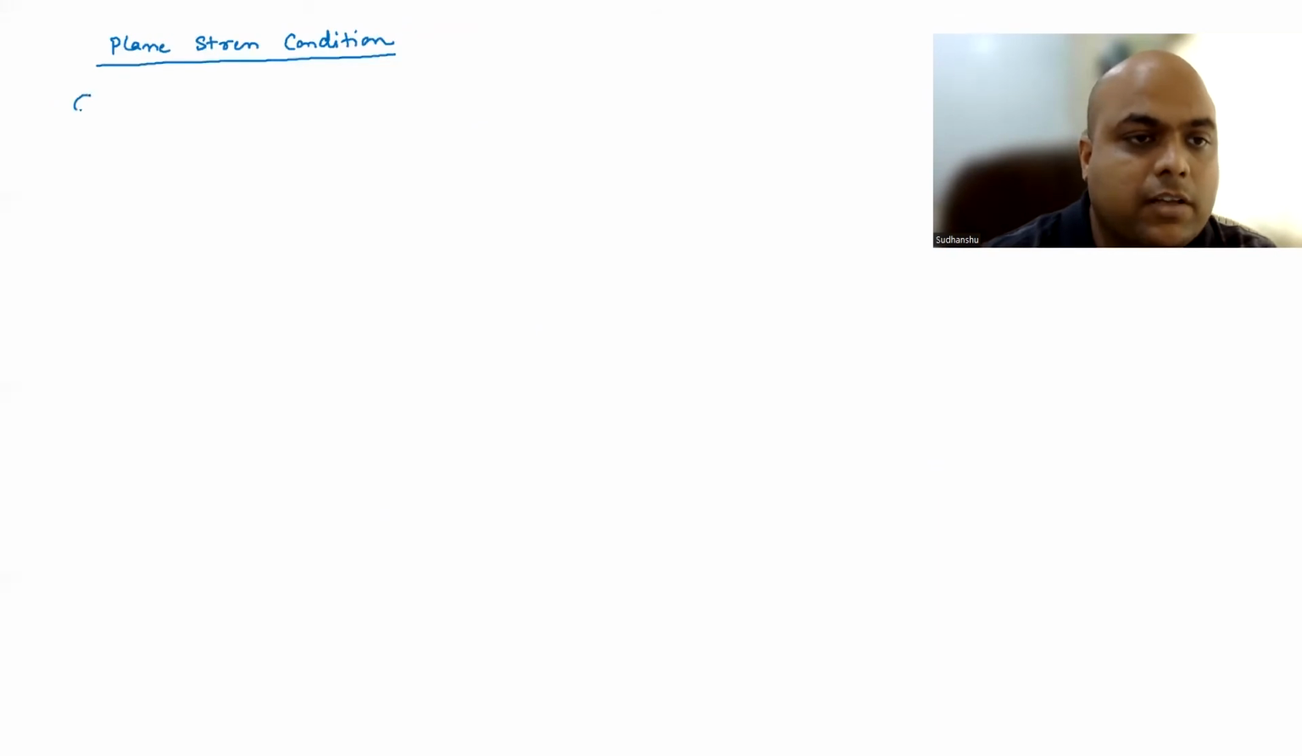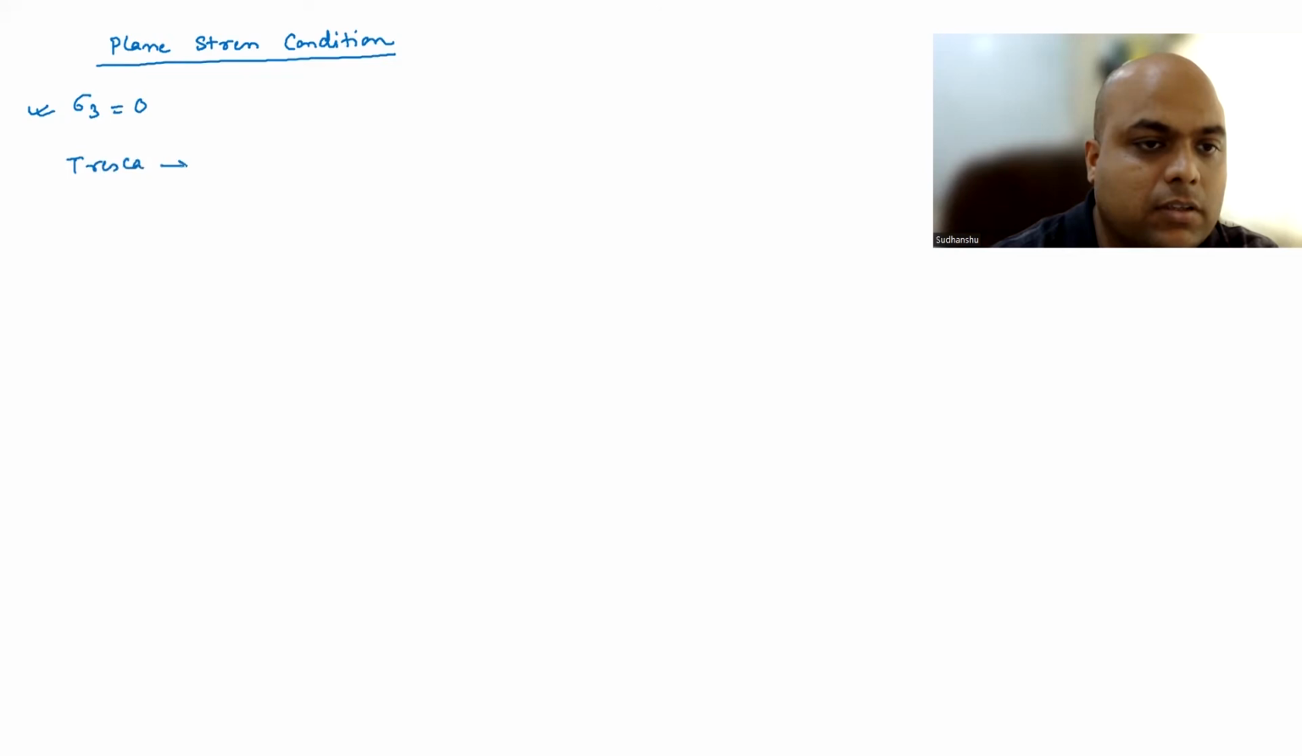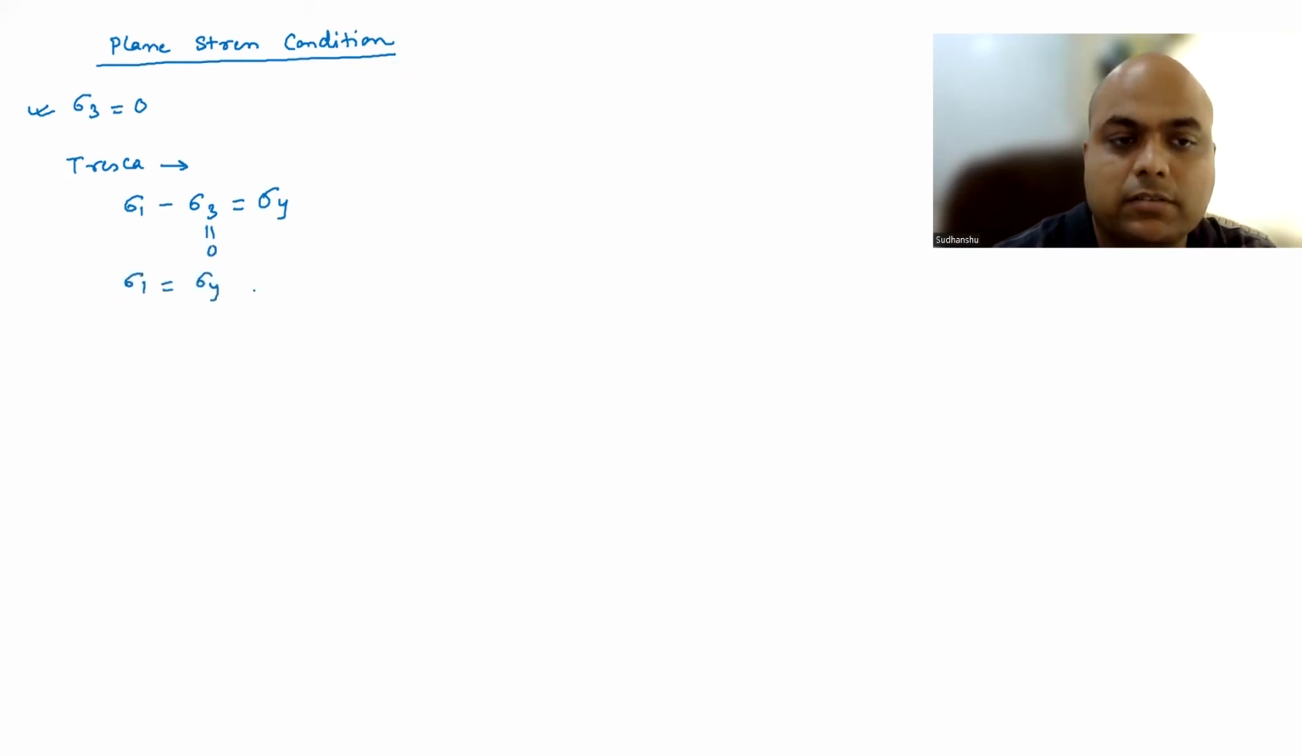So here sigma 3 is equal to 0. That we know. Okay. And if we now use Tresca, then sigma 1 minus sigma 3 equals sigma y. Sigma 3 here is 0, so sigma 1 equals sigma y. Okay, we did the same thing on the crack plane before in the last lecture.